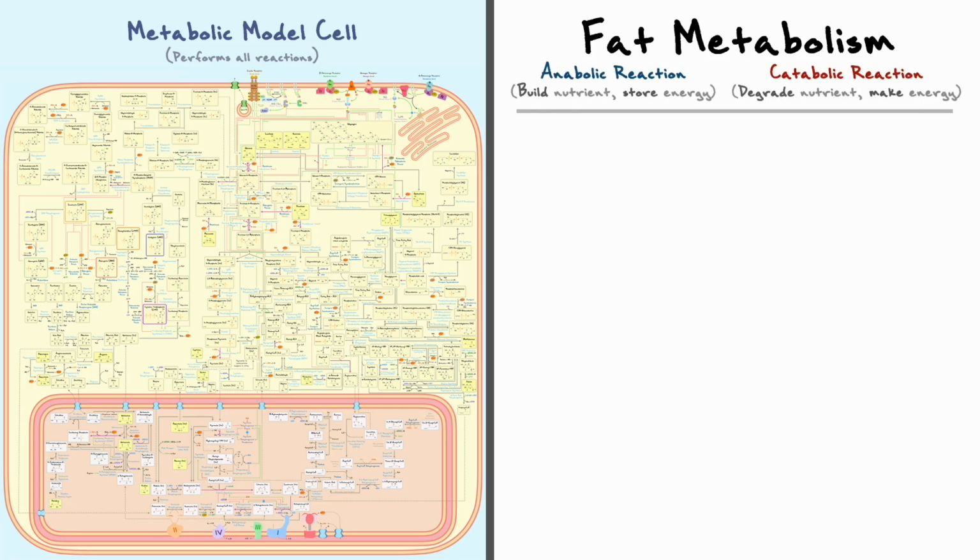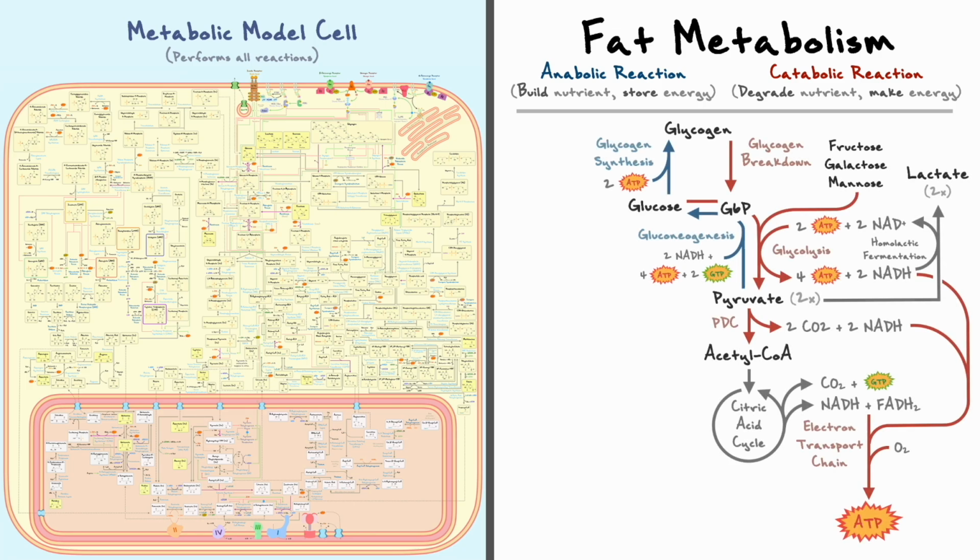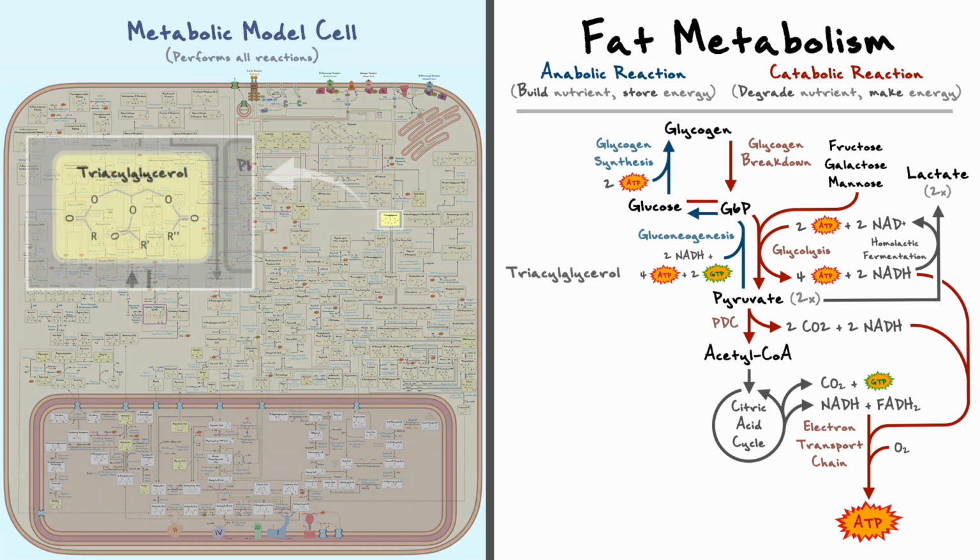Also, one good aspect about the metabolism of all nutrients is that they all end up converging on the same few metabolites. As such, we will keep our block of reactions for glucose and add the reactions related to fat metabolism. So, the majority of the fat that we get from our diet comes in the form of triacylglycerols.